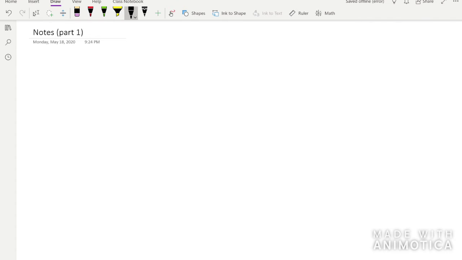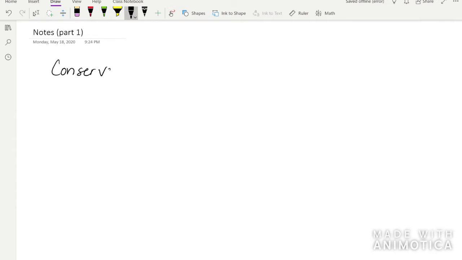Hey guys, so today we're going to be going over the conservation of mass and the first three types of reactions. There are 6 types of reactions in all, but we're going to go through the last 3 next week. So, conservation of mass.